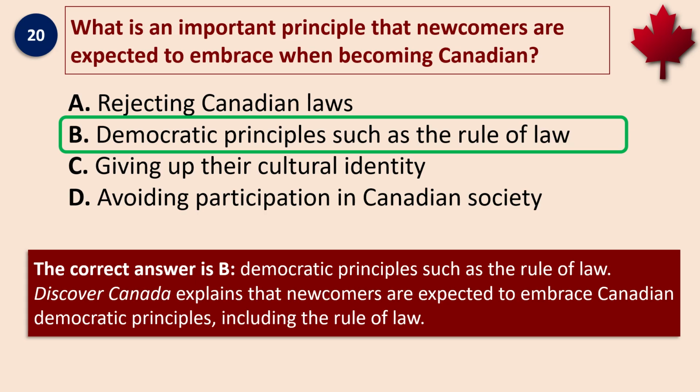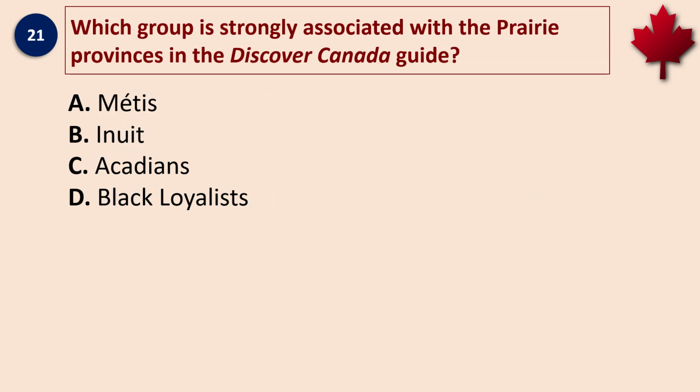The correct answer is B. Democratic principles such as the rule of law. Discover Canada explains that newcomers are expected to embrace Canadian democratic principles, including the rule of law. Which group is strongly associated with the prairie provinces in the Discover Canada Guide?